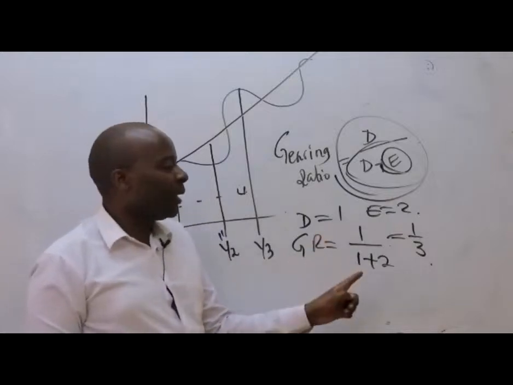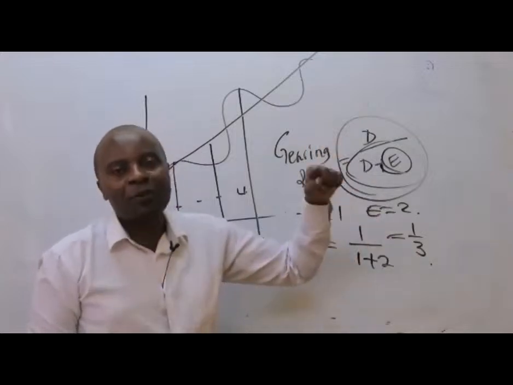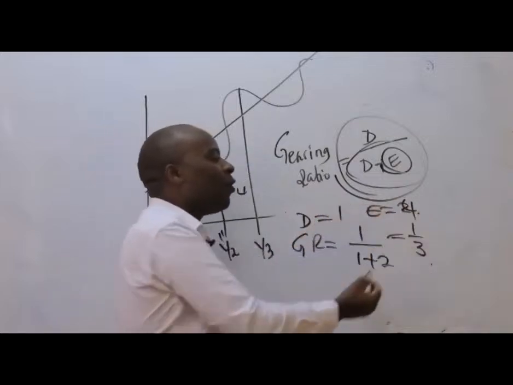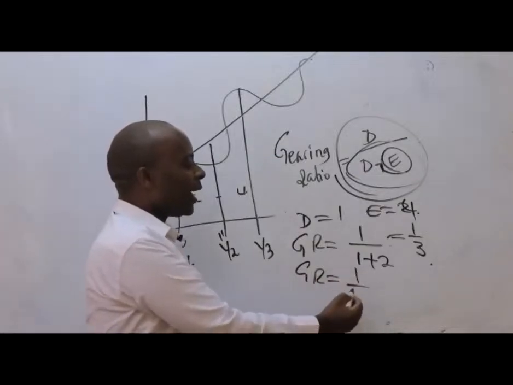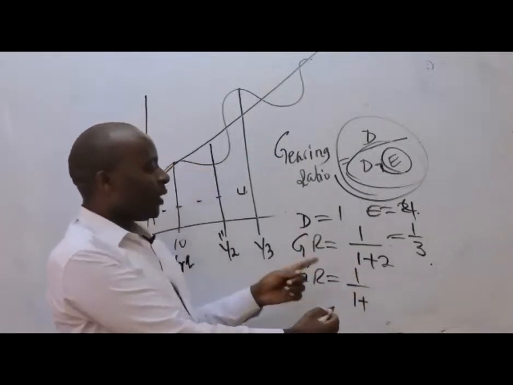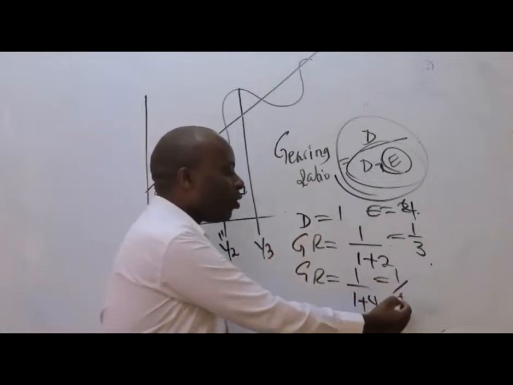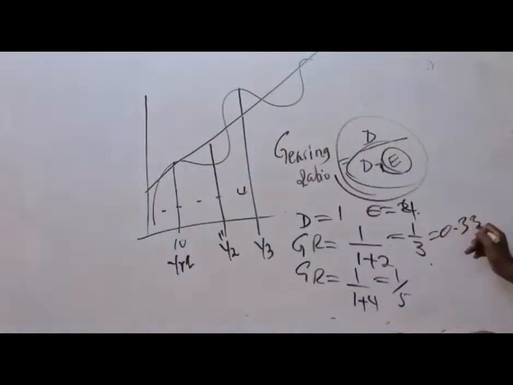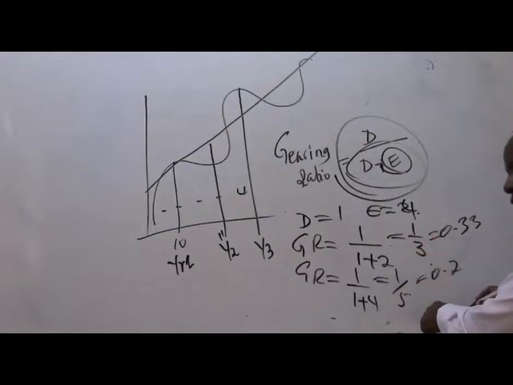Assuming, ladies and gentlemen, that I increase this equity by retaining my profits and by issuance of shares. For example, I take this equity to something like 4. It means the new gearing ratio will be 1 over, the debt is 1, plus equity, which now becomes 4. So this will be 1 over 5. Earlier it was 0.33, and now this will be 0.2. So of course you can see the effect: the gearing ratio has reduced.